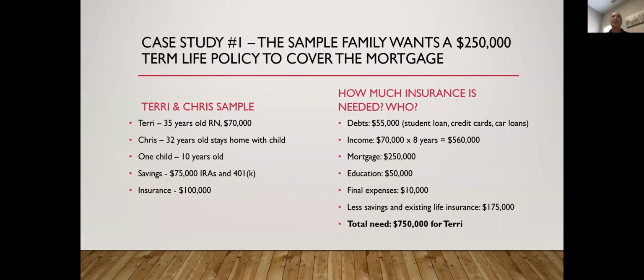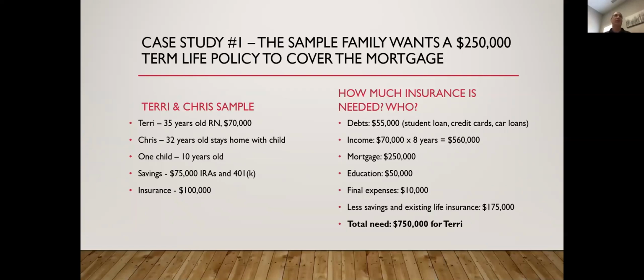Okay, so let's get into it. I did 2 examples here. The first is the sample family who comes to you as the agent with a request to cover their mortgage. They owe $250,000 on their mortgage, and they say, great, I want $250,000 if I die. My husband, who stays at home with the child, won't have a mortgage to pay. Great, okay, let's have a discussion.